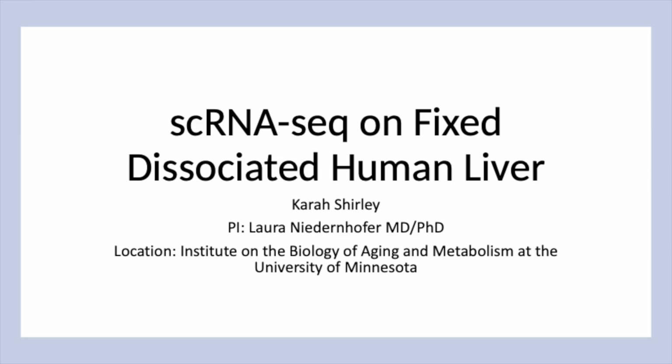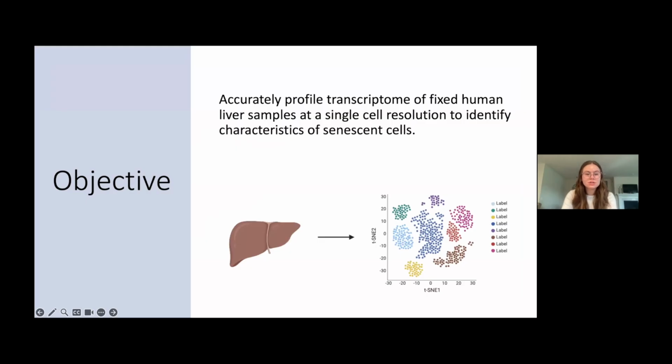And this summer, I participated in the NIH SenNet CUSP summer internship program at Laura Niedernhofer's lab at the University of Minnesota. My main project this summer was doing a single-cell RNA sequencing on fixed dissociated human liver. The objective of this project was to accurately profile the transcriptome of fixed human liver samples at a single-cell resolution to identify characteristics of senescent cells.